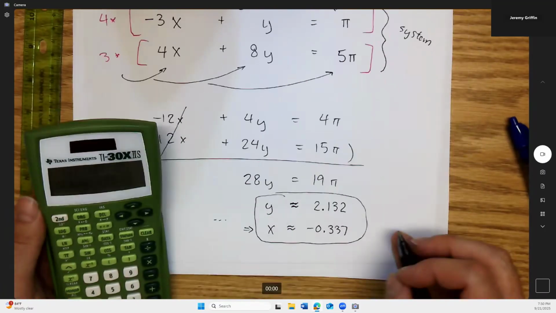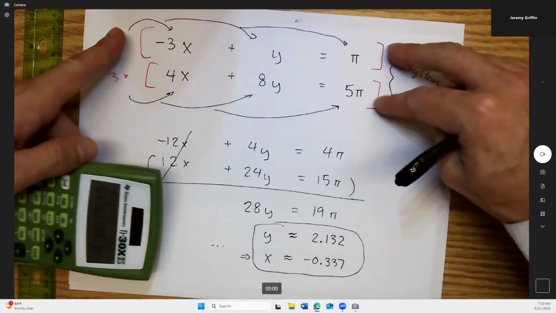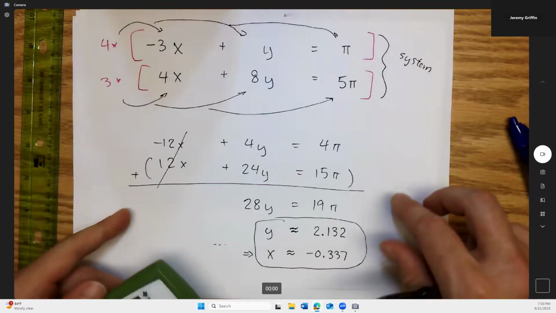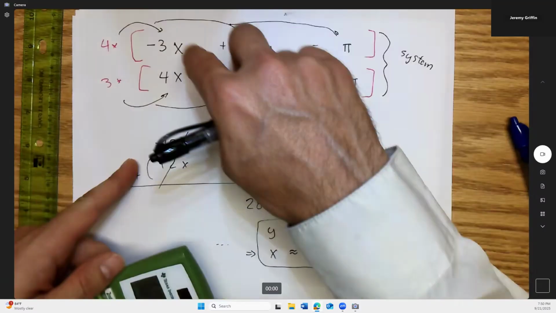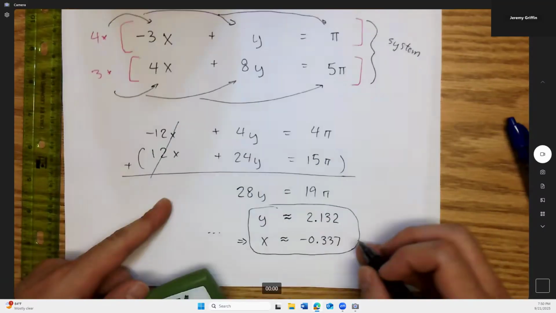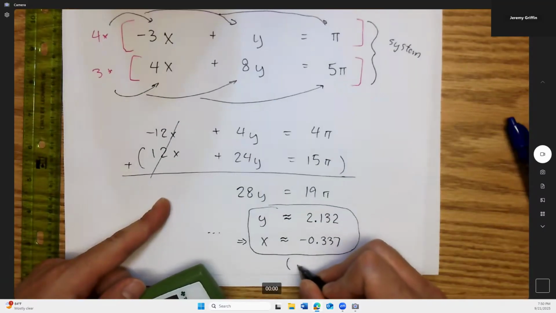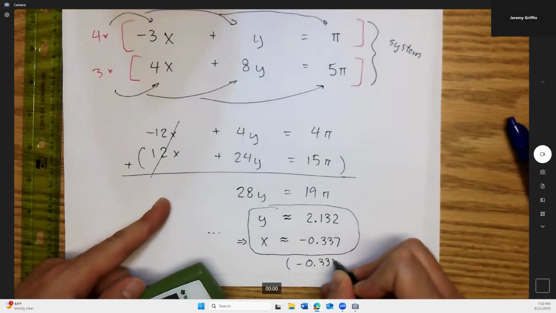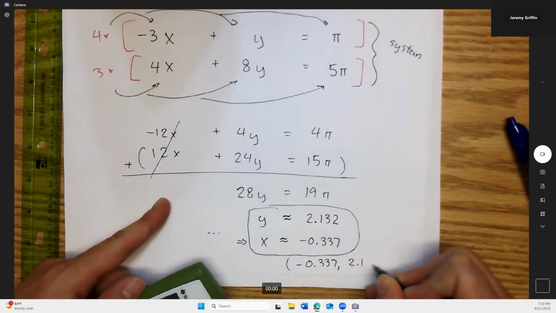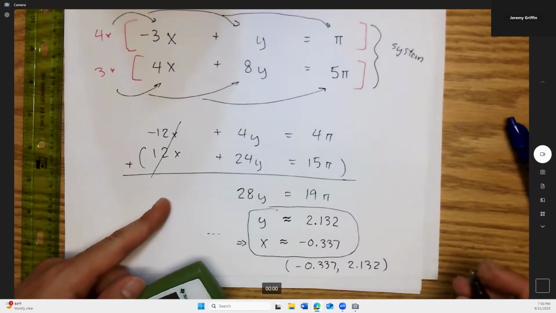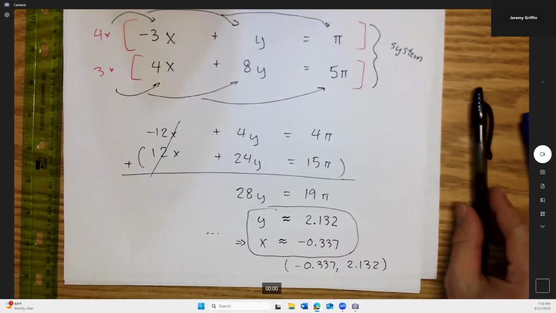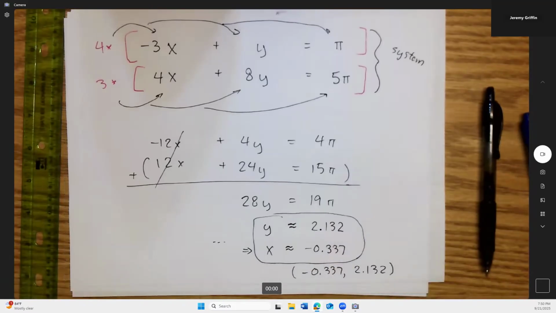I will graph these on Desmos. I guarantee that whatever I wrote originally in black ink up here, I will get two straight lines, because each of these variables is raised to the power 1, so straight lines. And they will cross at the coordinate negative 0.337, comma 2.132. Yeah, okay. Let's jump over to Desmos, because once they cross right there, we are gold.